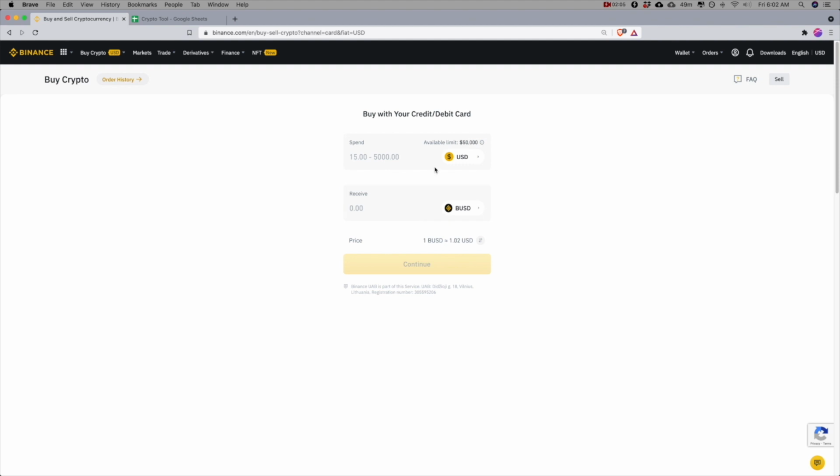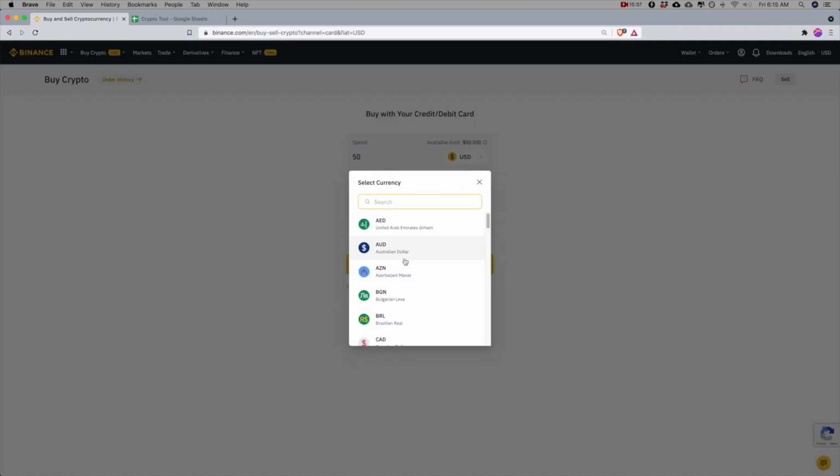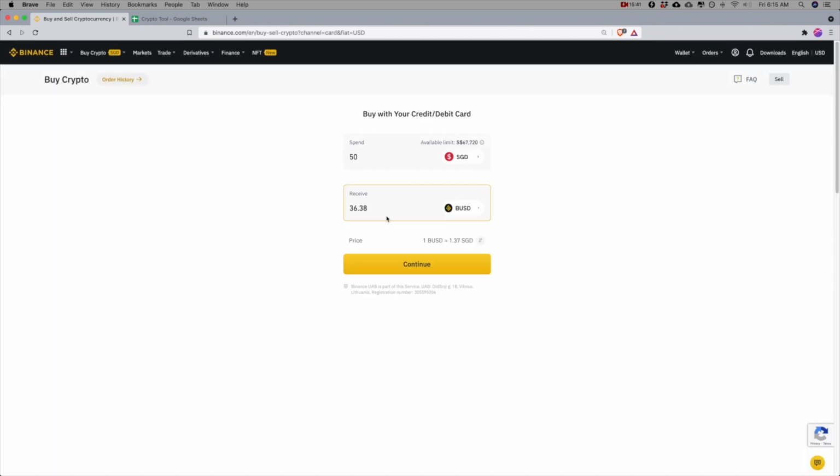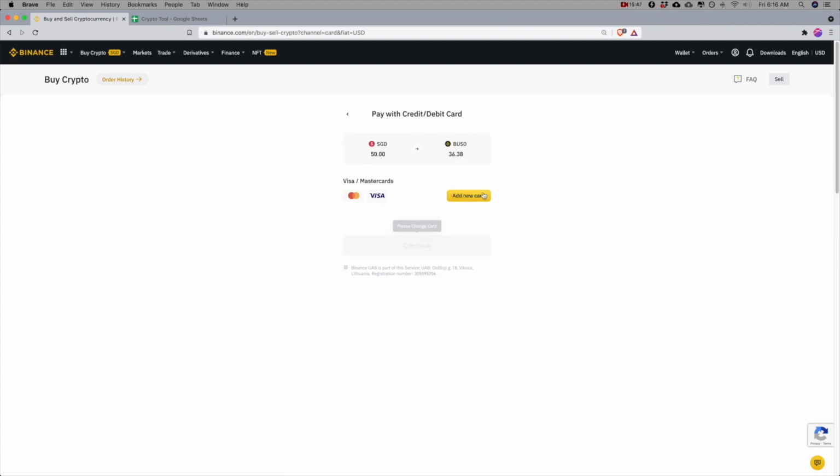And basically you can set an amount that you want to put in, and you can see how much you'll receive. Now, I could change the currency here to be Singapore dollar, for example. And this is how much BUSD I would get. I could continue, and then I can add my card and make the payment.